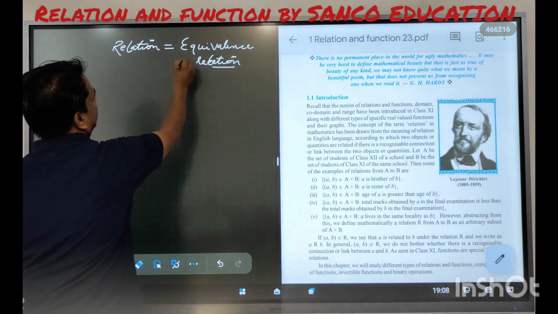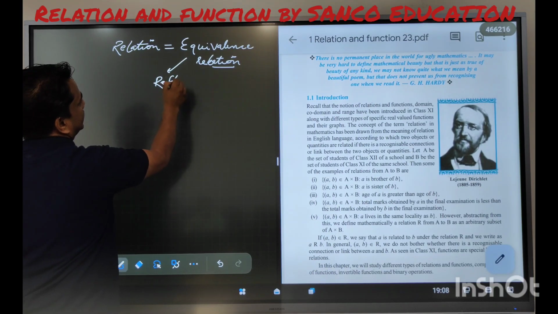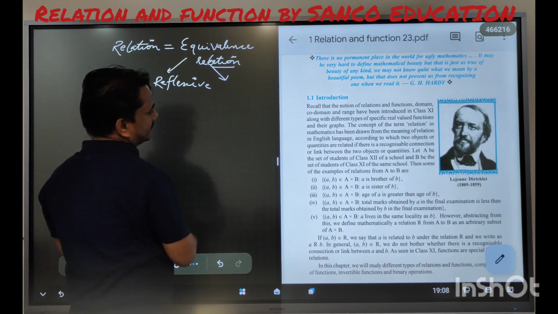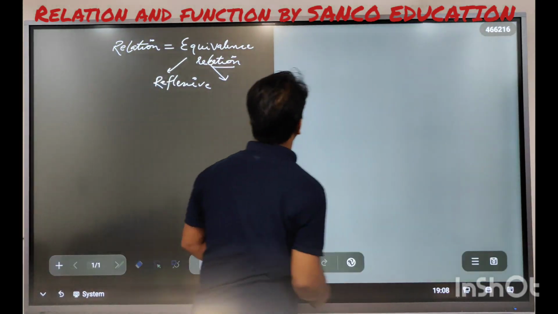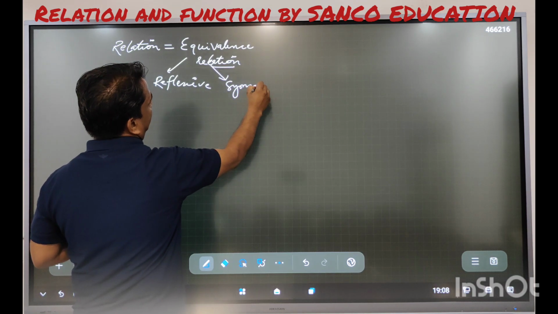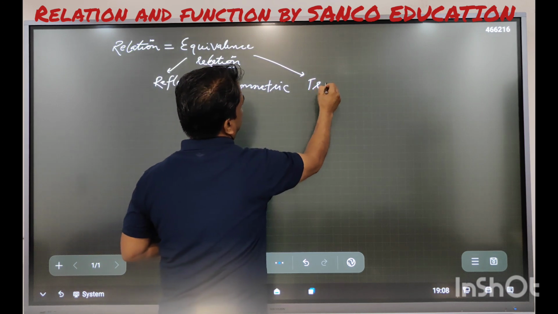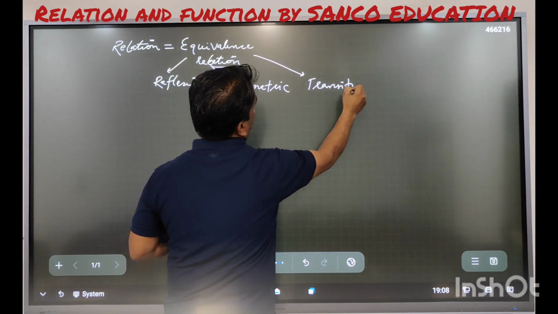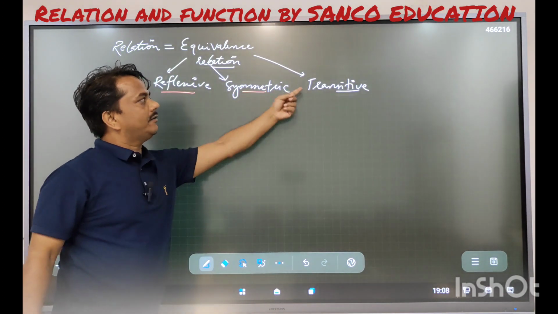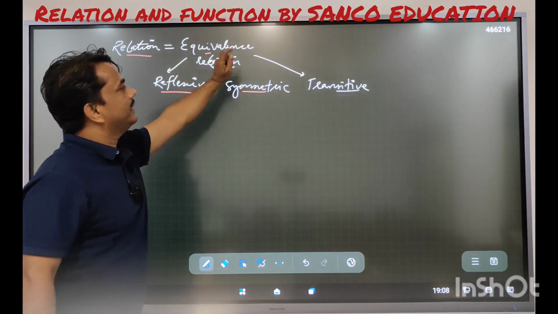A relation is said to be equivalence if it is reflexive. Second, it is symmetric, and third, it is transitive. Reflexive, symmetric, and transitive. Then the relation is said to be equivalence.